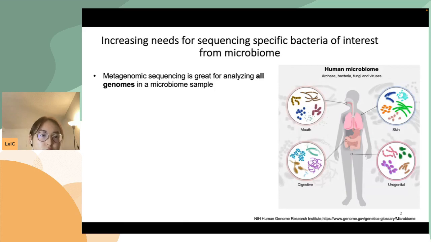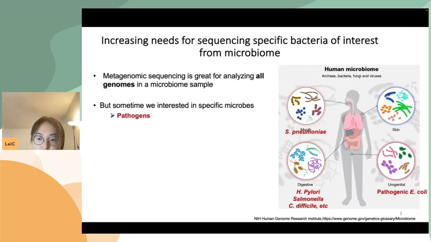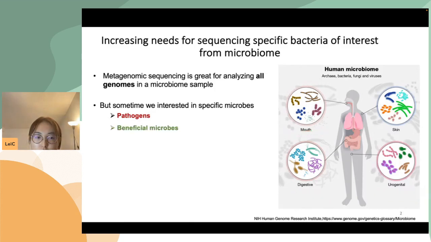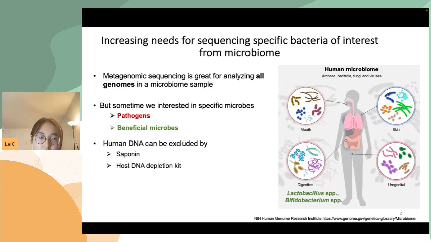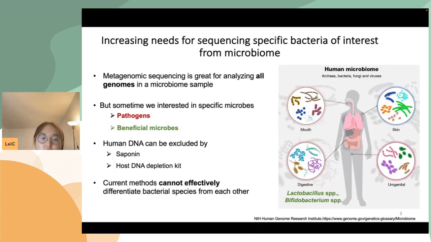But we do see increasing needs for sequencing some specific bacteria, like some pathogens, the pathogenic E. coli from the urine of urinary tract infection patients, or we want to know some beneficial bacteria like the Bifidobacterium strains in different people from the gut microbiome sample. For all these bacteria microbiome samples overwhelmed with human DNA, we do have a solution, like using saponin or host DNA depletion kits to remove the host DNA. But none of the current methods can effectively differentiate bacteria species from each other.